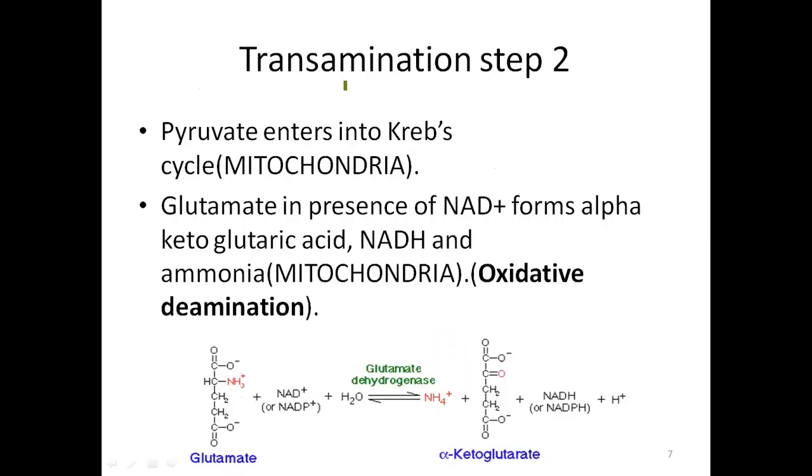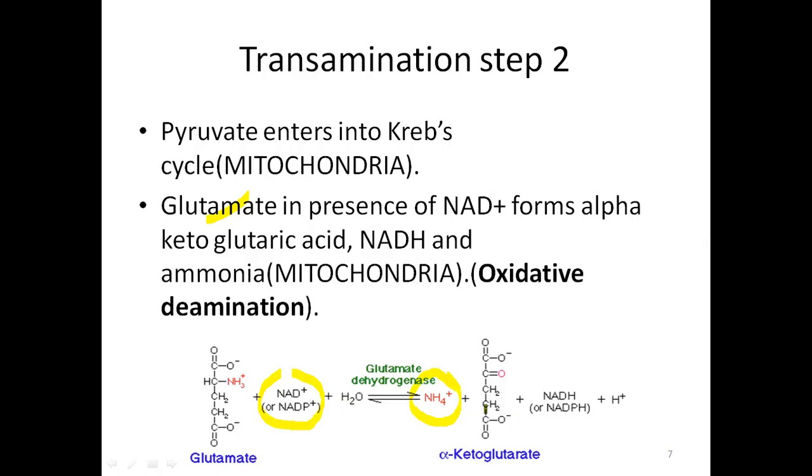Now, in the second step, what is happening? The glutamate that is formed undergoes a reaction inside the mitochondria in the presence of NAD plus and a water molecule, which releases our important molecule, that is ammonia.